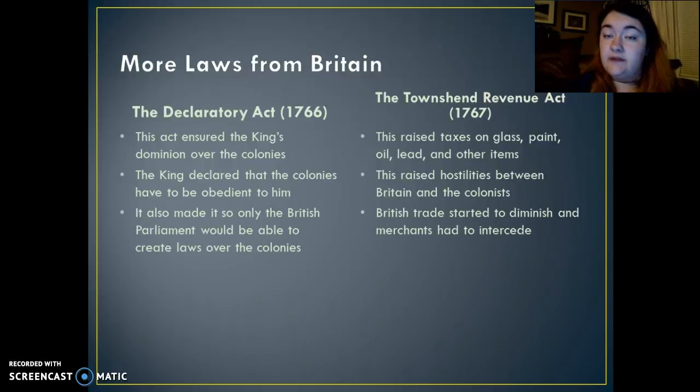And then next was the Townshend Revenue Act of 1767, and this raised taxes on glass and paint, oil, and other household items that were needed to build or live in this time period. This raised hostilities even higher between Britain and the colonists, and even British trade started to diminish, and other merchants had to kind of intercede and bring their own goods to keep the economy going.